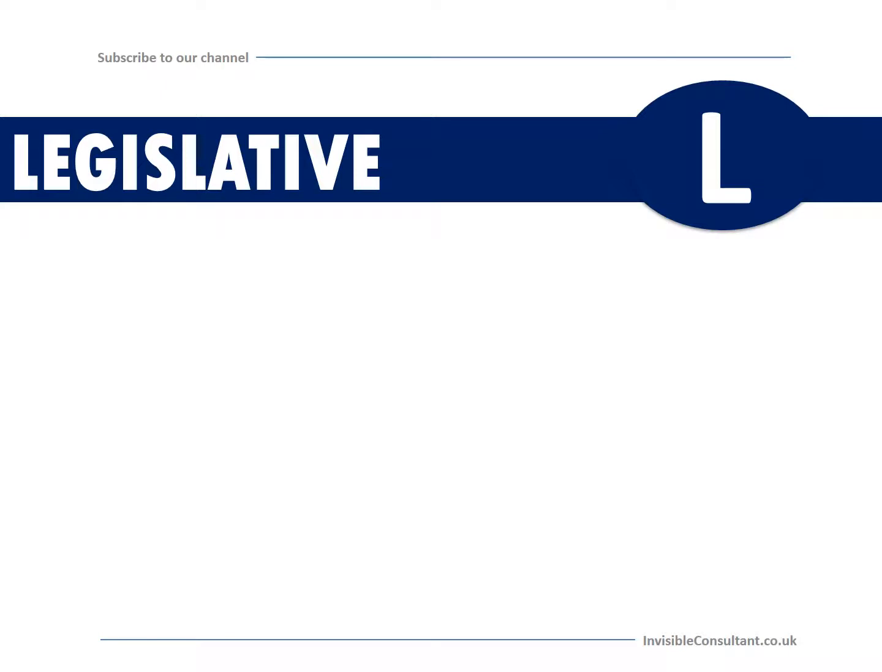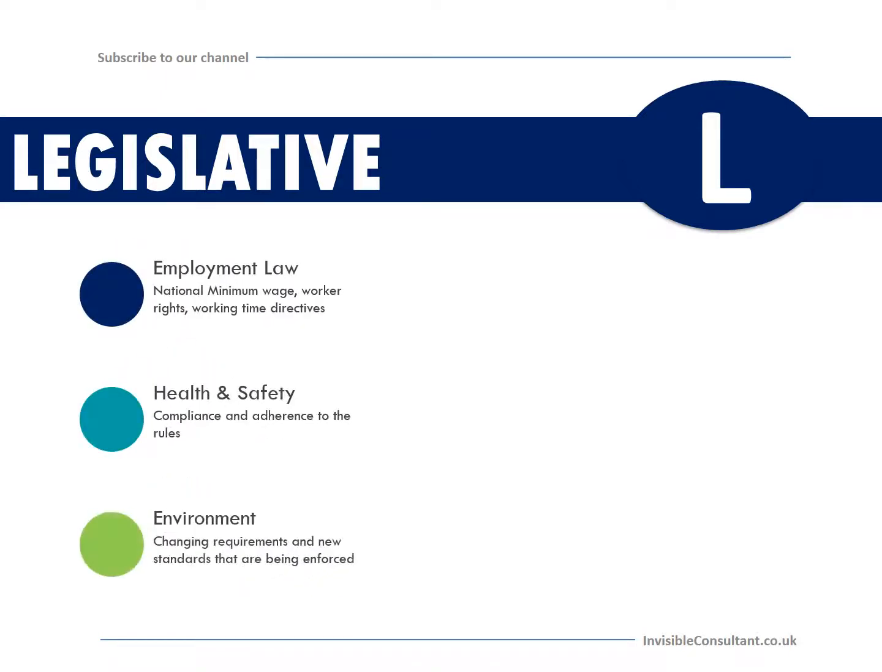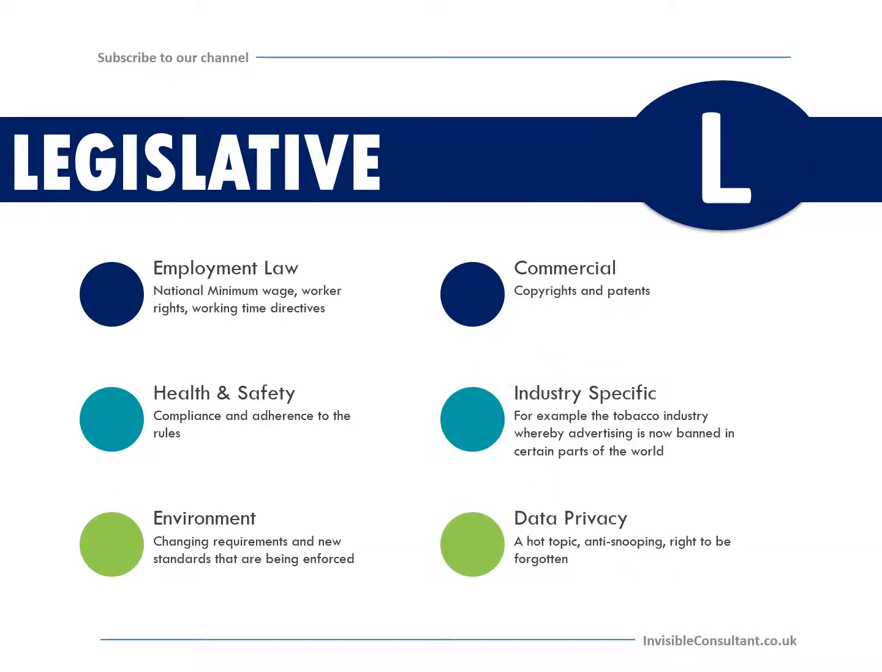The legislative element of PESTLE relates to changes within the law. This is strongly linked to the political element and also the economic element. The following are a set of areas to consider when reviewing the legislative landscape for your PESTLE analysis. So employment law, i.e. the national minimum wage, workers' rights or working time directives. Health and safety, the compliance and adherence to the rules. Environmental legislation, so think of all the changing requirements and new standards that are being enforced.